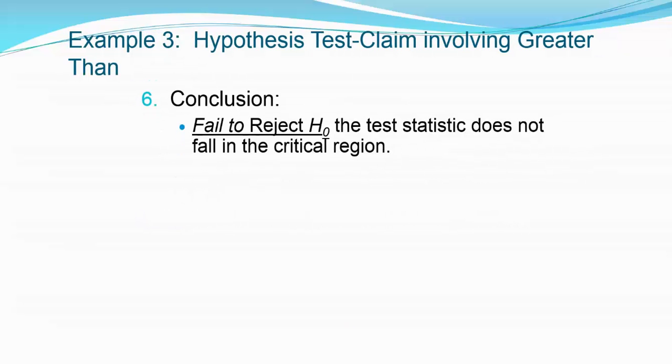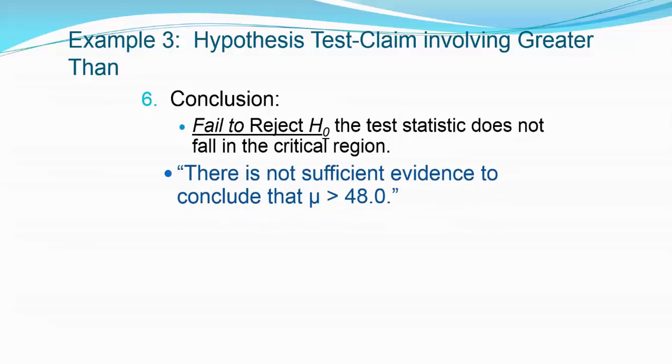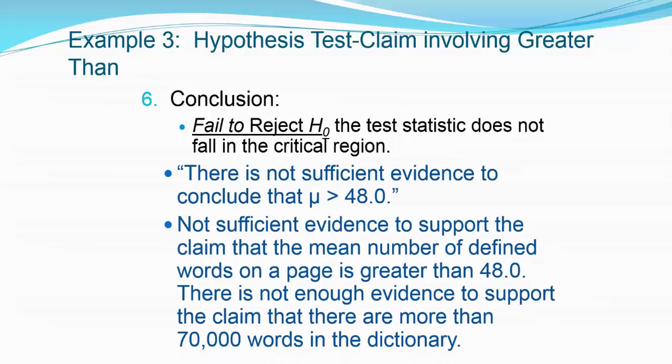So we're going to conclude that we fail to reject the null because the test statistic does not fall in the critical region. And so there is not sufficient evidence to conclude that the mean is greater than 48. So let's look at the wording here. Did the original claim involve equality? No. Did we reject the null? No, we failed. So that lets us set up the wording.